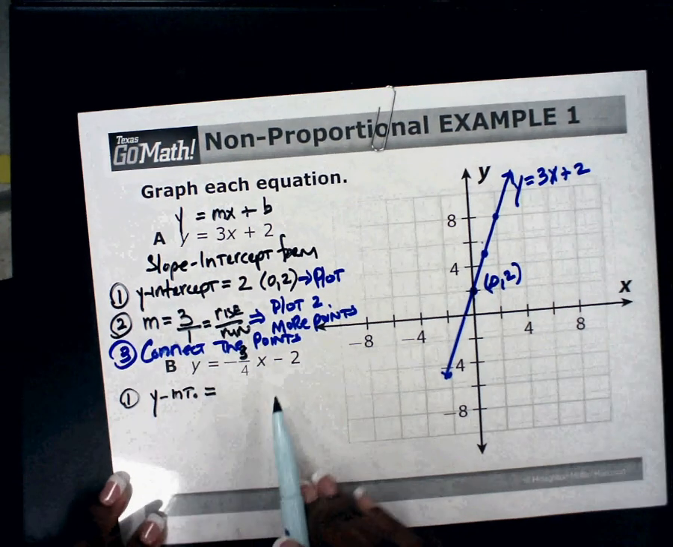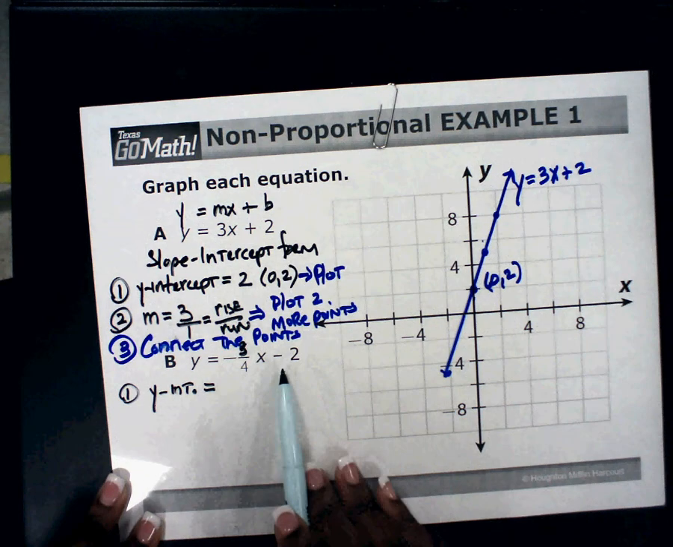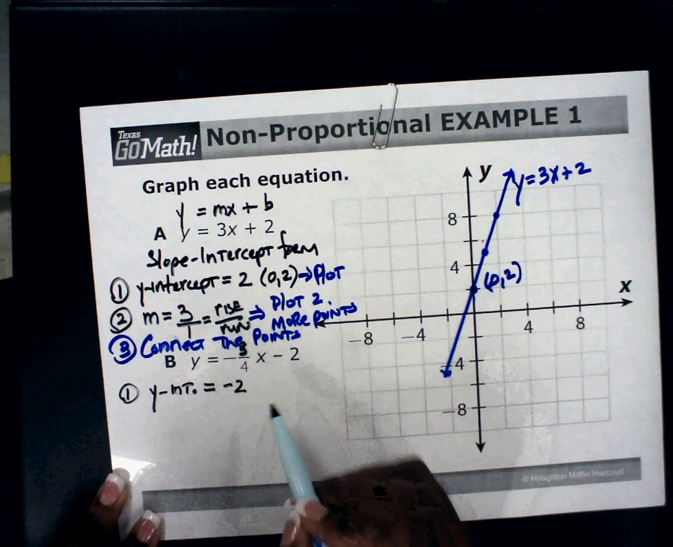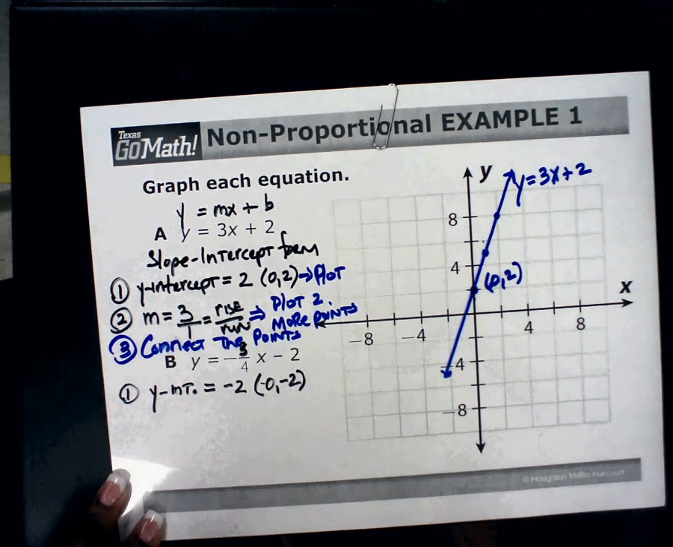And our y-intercept is going to be the constant in the equation. So our constant this time is -2, and the point at the y-intercept is (0, -2).